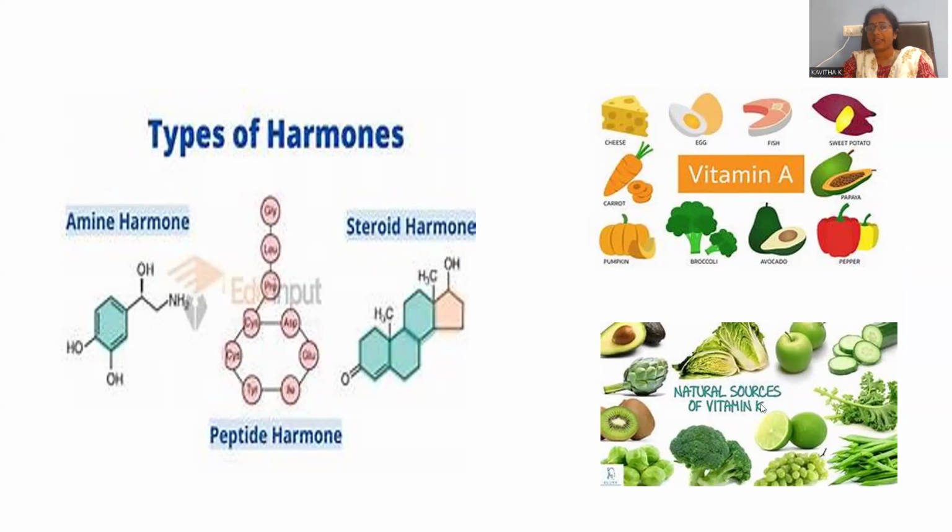Even vitamin K is synthesized from terpenes only. From all green leafy vegetables and even from fish we can extract vitamin K. Vitamin K is mainly used to regulate the clotting of blood, right? So this is the way applications of terpenes are mentioned.